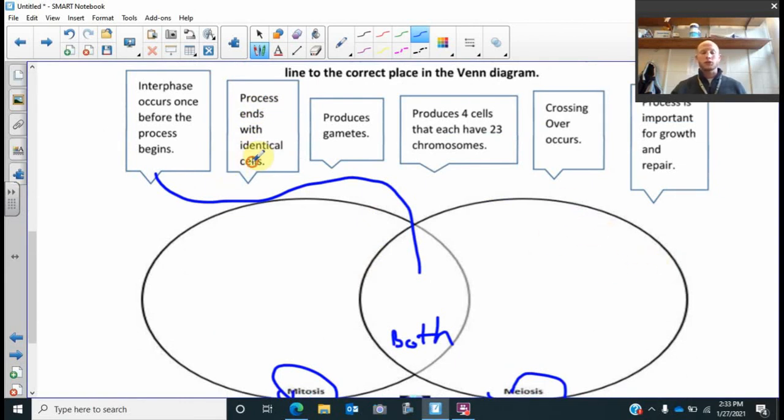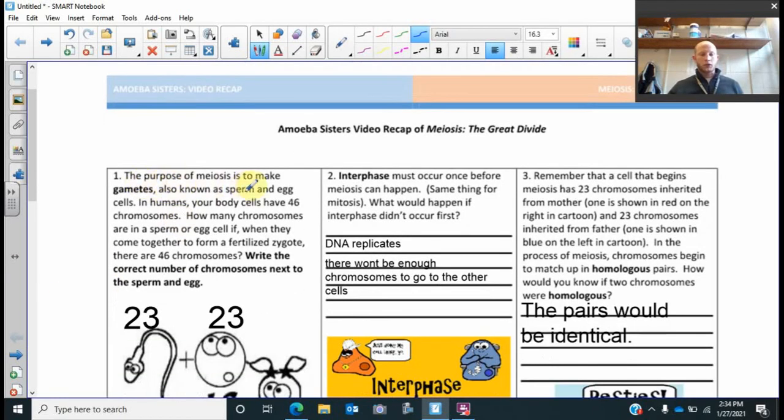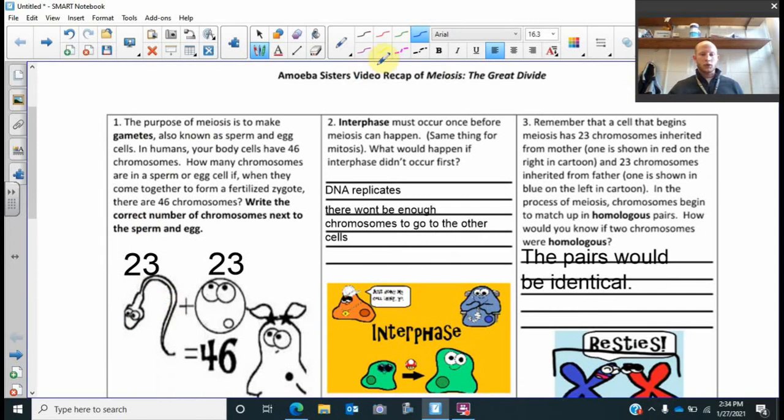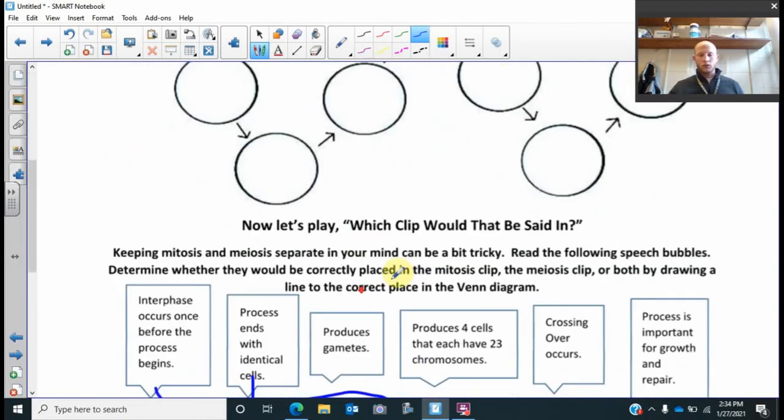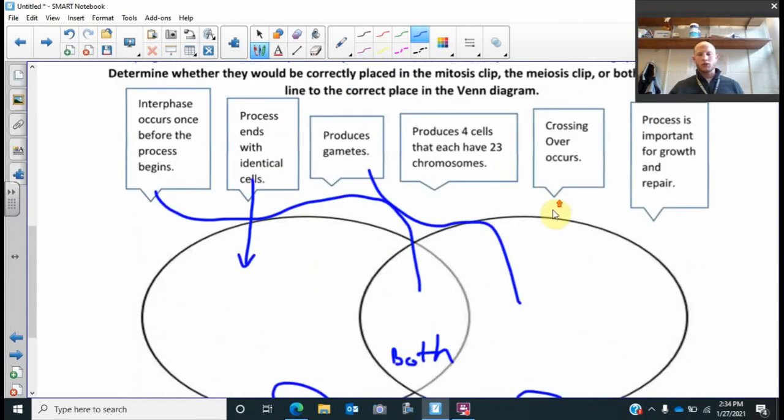Not meiosis. So mitosis, we know mitosis is like that because if you get cut and you need to make more skin cells, you need to make identical skin cells. Produce gametes. If we think about this guy right here, produce gametes. Right here, gametes, also known as sperm and egg. So this is talking about meiosis, right? And so does this produce gametes? Does mitosis? No. Meiosis produces gametes.